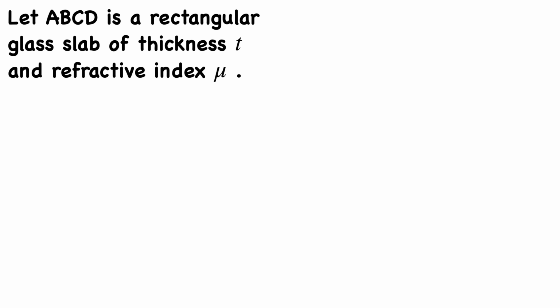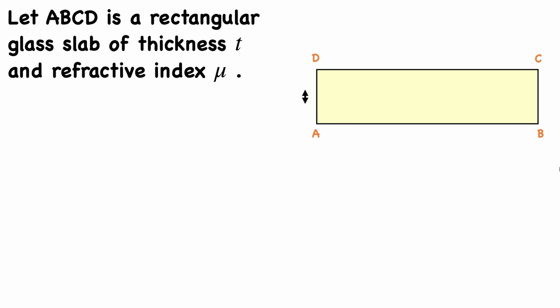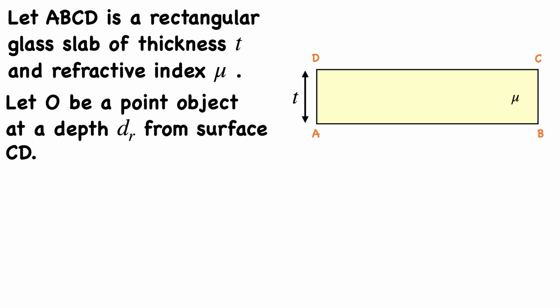Let ABCD be a rectangular glass slab of thickness T and refractive index mu. Let O be a point object at a depth dr from surface CD. O is the point object situated at a depth dr from the surface CD. That is, dr is the real depth of point object O.